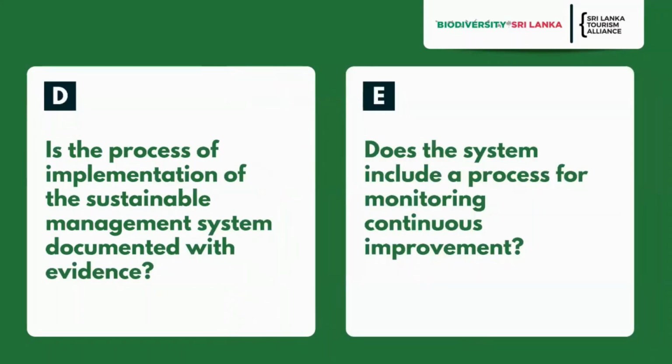Now, next thing we have to look at is the process of implementation of the sustainable management system documented with evidence. Now, we always can say that we have done this or we have done that, we have dealt with some issue that we are facing, but everything we do has to be documented with evidence. So you have to set up a system that anything that has a bearing on the sustainable management of your tourism enterprise has to be documented.